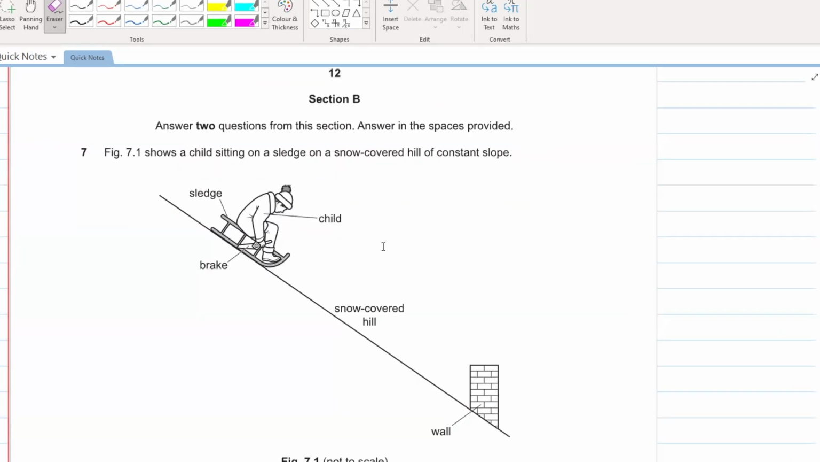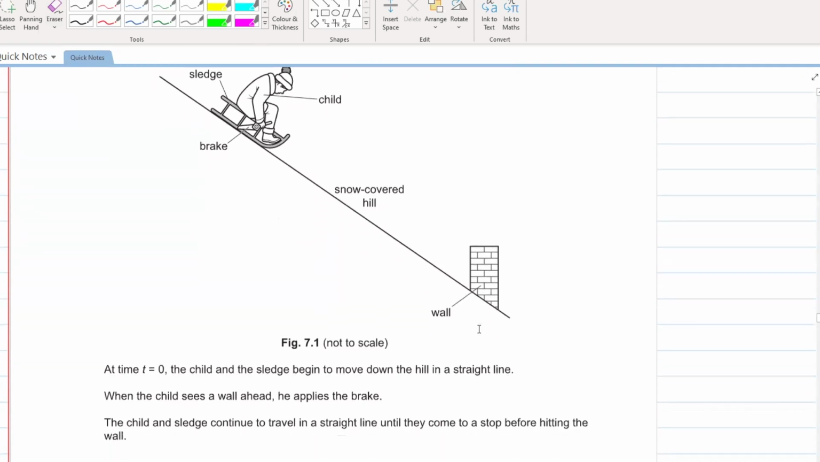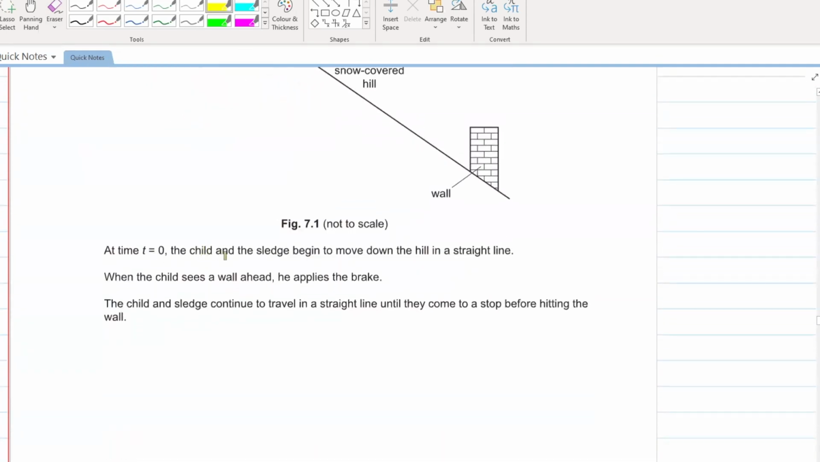So we have to start with this question. Let's read it out. Figure 7.1 shows a child sitting on a sledge on a snow covered hill of a constant slope. So this is a child sitting on a sledge. This is a snow covered hill. At time t equals 0, the child and sledge began to move down the hill in a straight line.